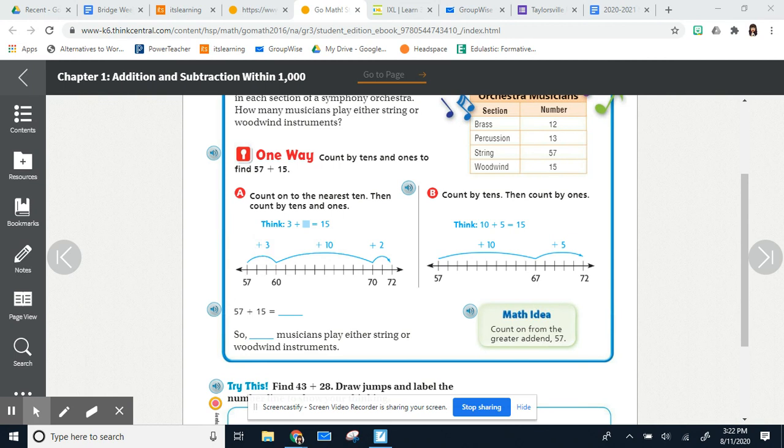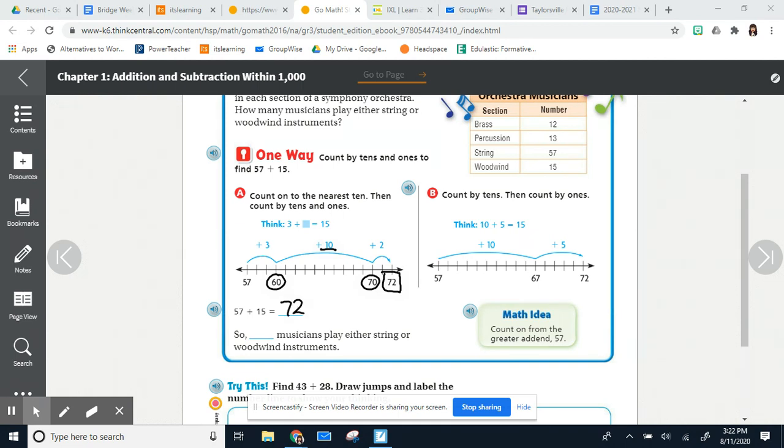So we're starting at 57 all the way on the left. And then we're adding 3 to it to get 60 to make it a nice round number. Then we're adding another 10 to get to 70. Nice round number. And at that point, we've got 13. We still need to get to 15, so we're adding 2 more. And then we finally end up on 72. So our answer would be 72.